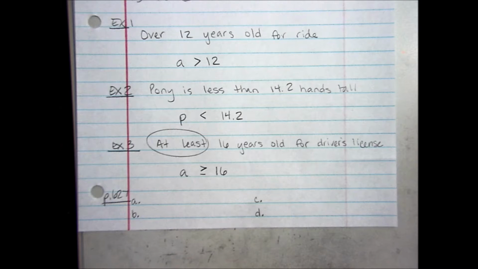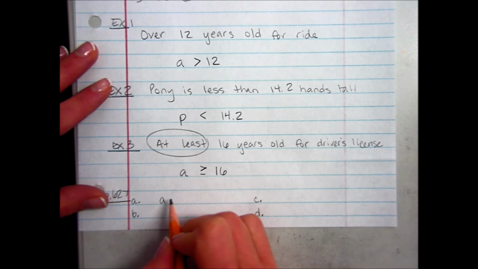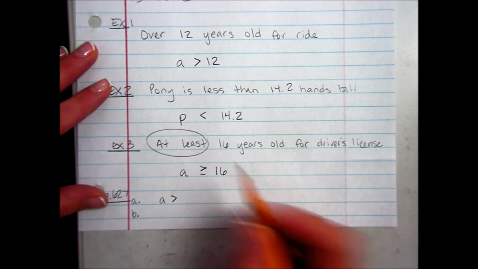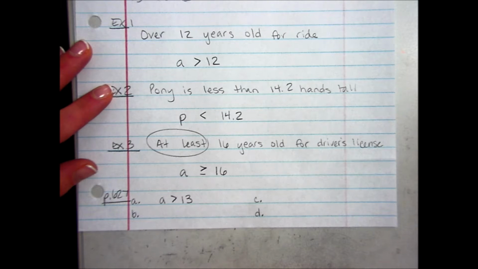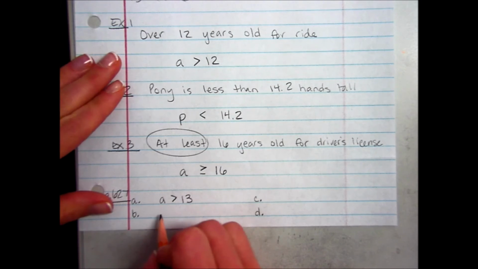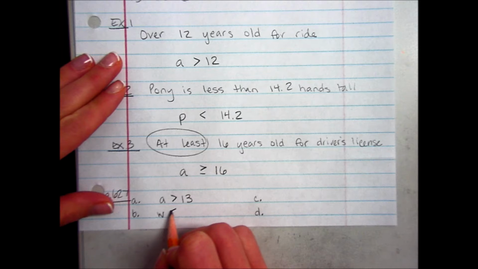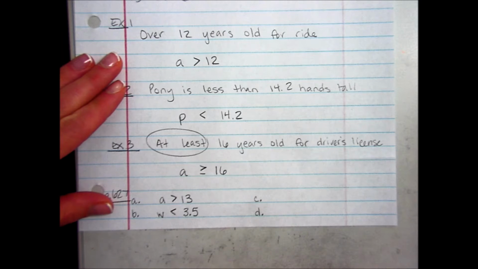All right, A says you must be older than 13 to play in the basketball league. So our age must be greater than 13. On B, it says to use one stamp, your domestic letter must weigh under 3.5 ounces. So the weight must be less than 3.5 ounces.